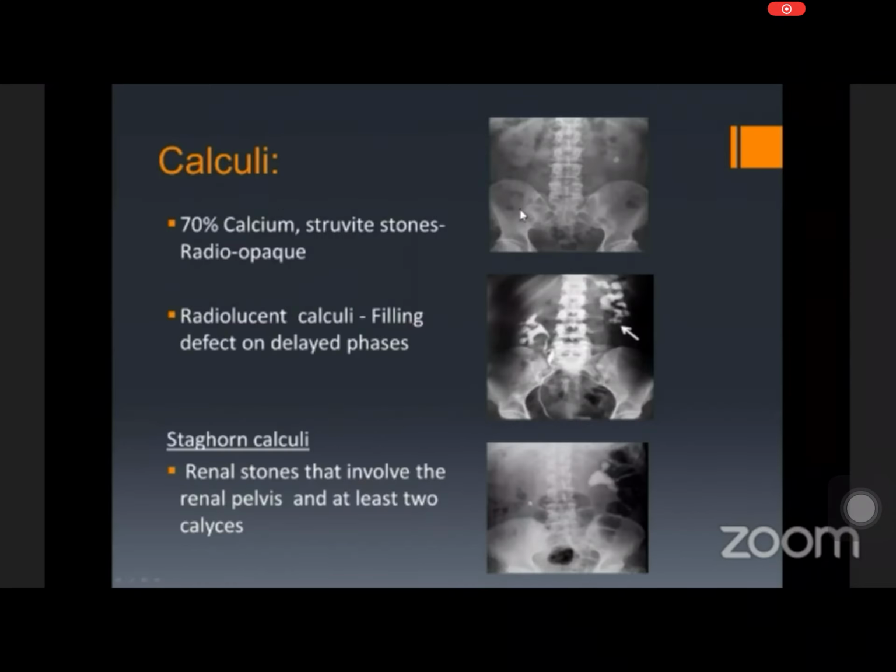So coming to the most common pathology, which is the renal calculus. So 70% of the urinary tract calculi are radiodense, and they can be easily identified on a SCOUT film.